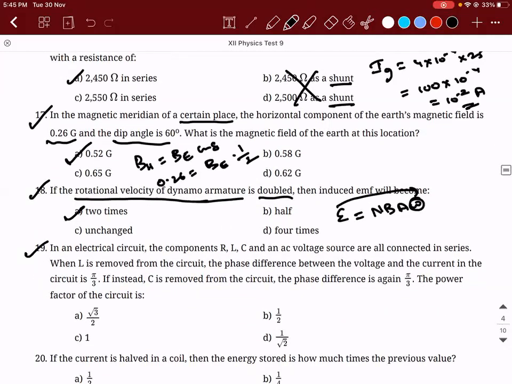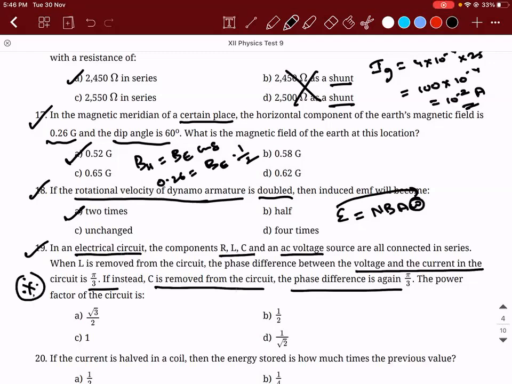19th. In an electrical circuit, the components R, L, C and an AC voltage source all are connected in series. When L is removed from the circuit, the phase difference between the voltage and the current in the circuit is pi by 3. If instead C is removed from the circuit, the phase difference is again pi by 3. The power factor of the circuit is? How to solve? So this is a slightly tricky question and a good question. Please make a note. You are going to learn something new.